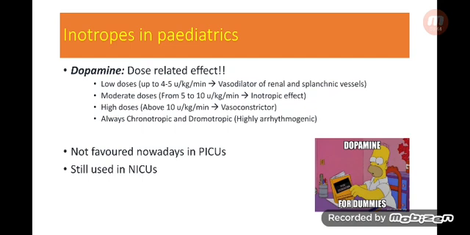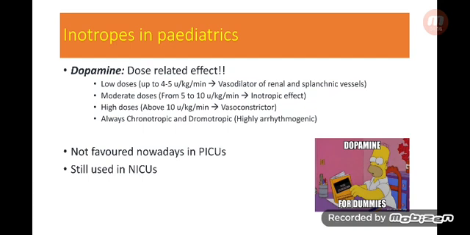Going forward, we are going to discuss dopamine, which was a drug that was a bit tricky to learn about when we were junior doctors, as it's got dose-related effects. If you're going with lower doses, you can possibly just improve the vasodilation of the blood vessels going to the kidneys and the gut. If you increase the dose further, to anywhere between 5 to 10, then you're going to get the real inotropic effect of the drug.